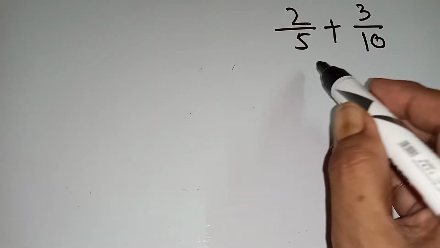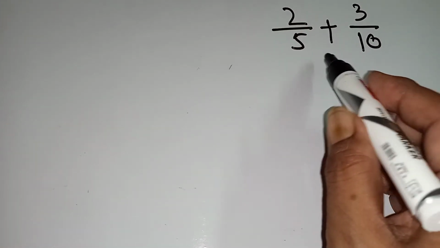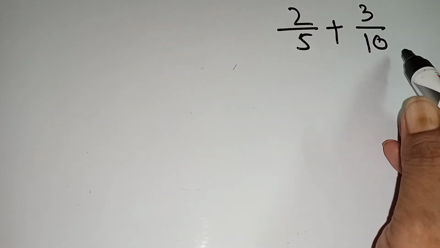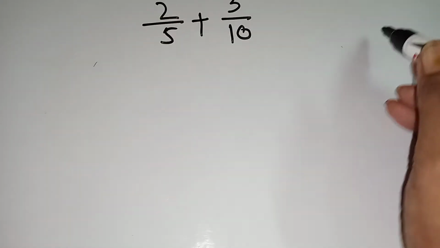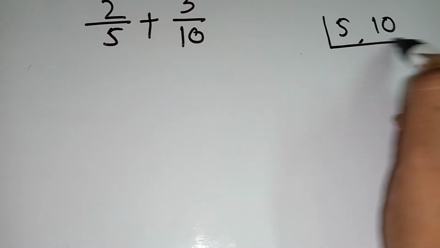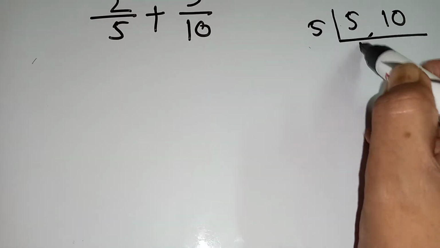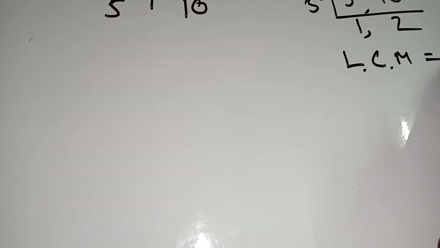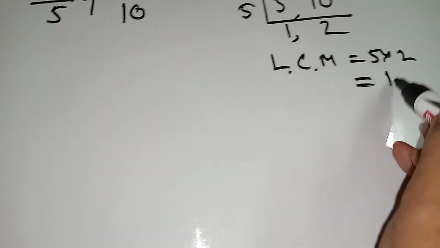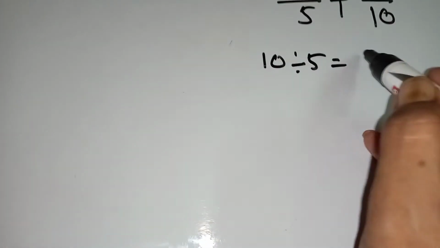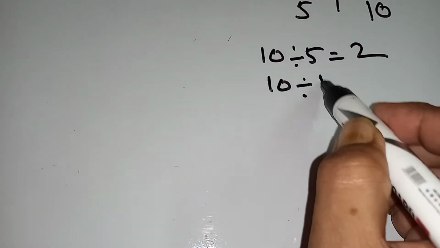At first, you make the denominators the same. How? At first, you find the LCM of 5 and 10. It is both divisible by 5, 1, 2. The LCM equals 5 into 2 equal to 10. Now, 10 divided by 5 is 2, and 10 divided by 10 is 1.